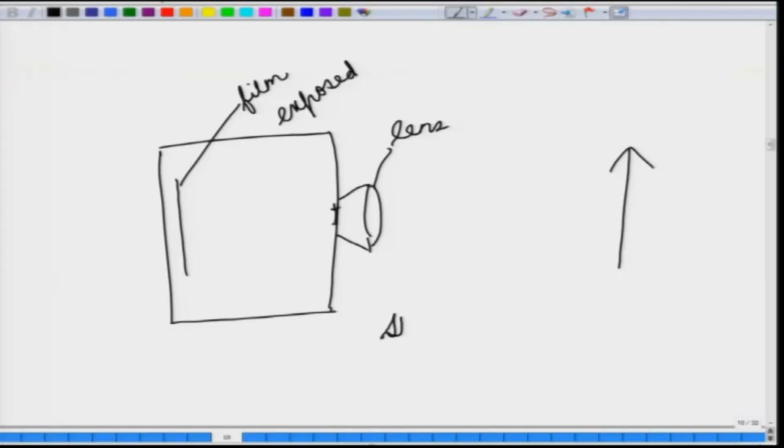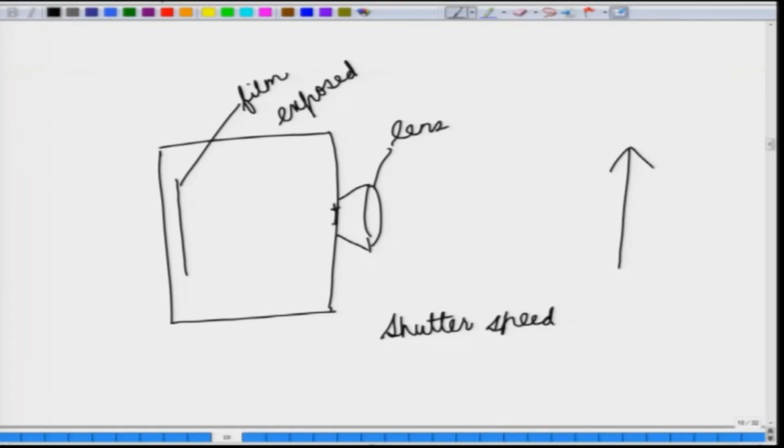So, it will depend on, say, the shutter speed. So, suppose you have a shutter that moves very fast. In that case it will expose your film for a very short period of time, whereas if you have a shutter that opens for a very long period of time and then it closes, in that case your film will be able to get more amount of light. So, the amount of light that you are getting here depends on the shutter speed. The second thing it depends on is the aperture.